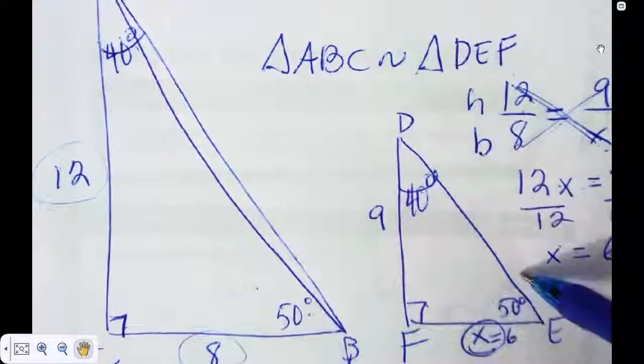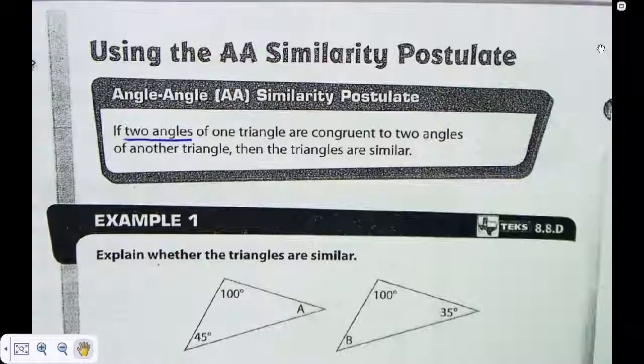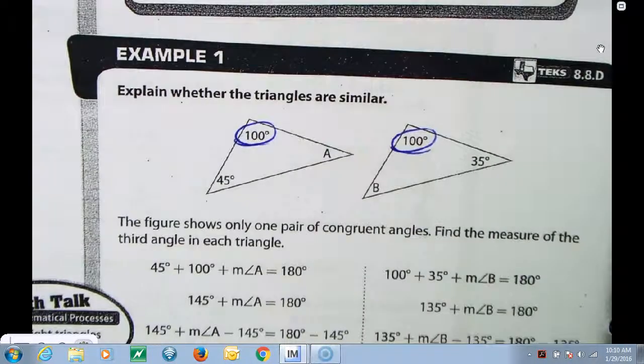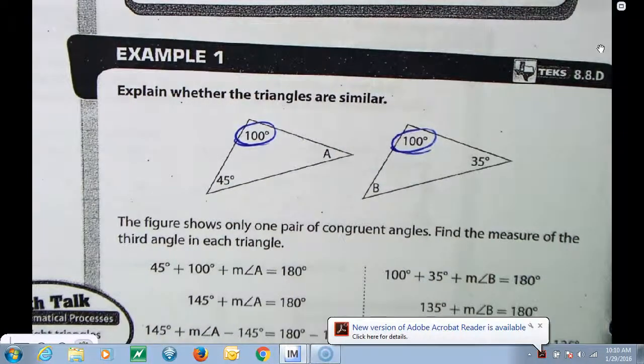There's nothing else it could be. That's all they're saying. So let's look right here. Circle the hundreds. 100 and 100. So that's one angle that's congruent on both of them. And they really drew these triangles too close to the same size for my liking, but they're not congruent.